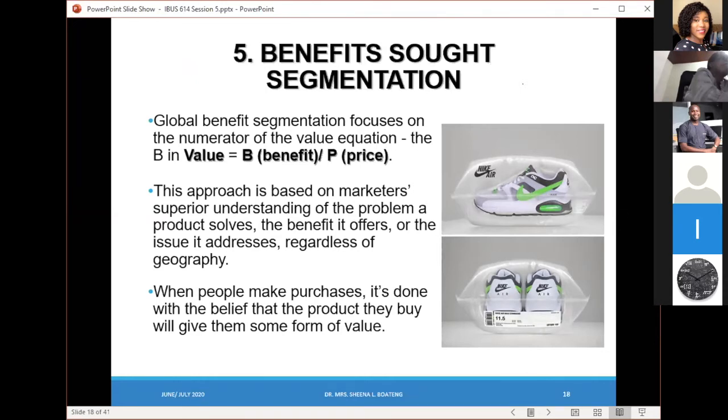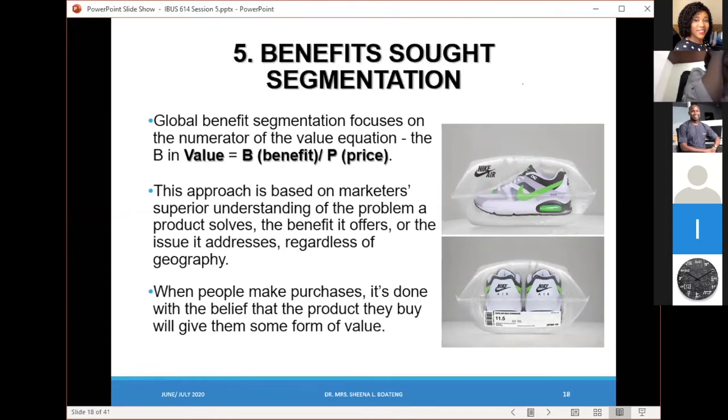So the approach is largely based on the marketer's superior understanding of the problem that their product solves, the benefits that it offers, or the issue that it addresses regardless of geography. Because whether you are selling the product in the Middle East or in the United Kingdom or in Europe or in the US, customers will always want to get top value for whatever minimum amount that they spend.